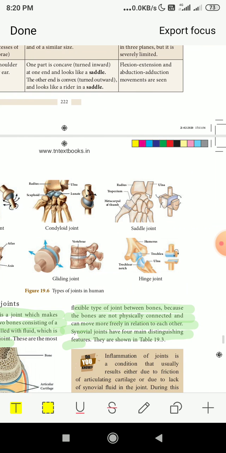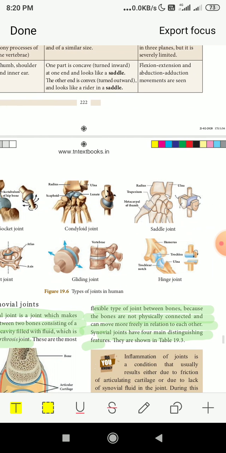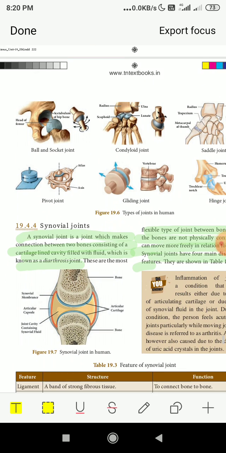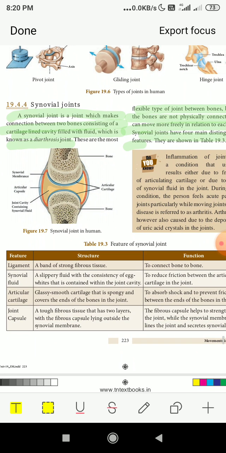For everything they have given the pictures also. See how it is: the saddle joint, the condyloid joint and everything, the ball and socket joint, all the joints they have shown. Now next is the synovial joint.